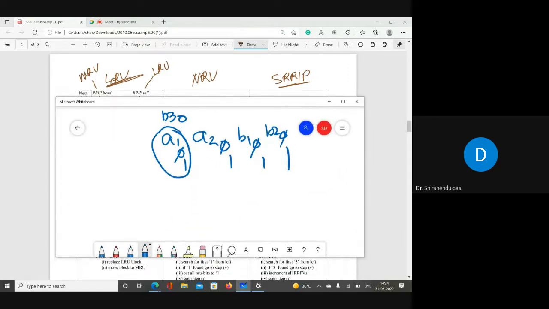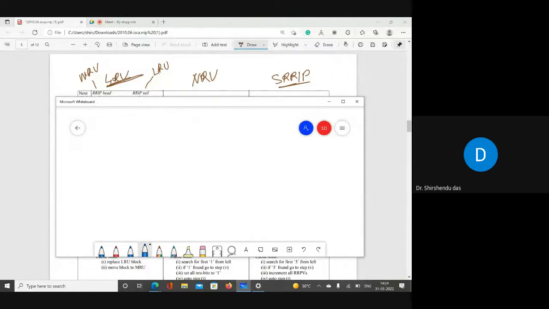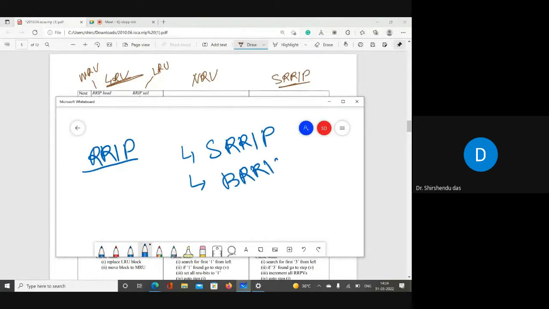As I said, before going to discuss SRRIP, I'll quickly explain the complete summary of this paper. The paper name is RRIP. In this paper, they have first proposed a replacement policy called SRRIP, that is, static RRIP. Then they have explained a concept called BRRIP. I hope you are understanding. It's the same as BIP. And they explained a concept called DRRIP, which is a combination of these two: SRRIP plus BRRIP.